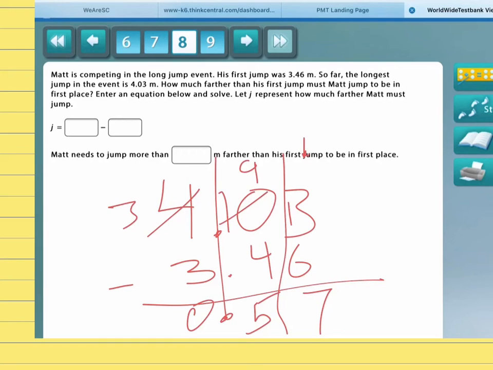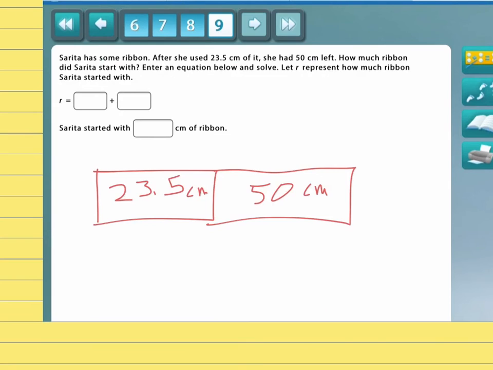So this gives us our difference. So Matt's going to need to jump 0.57 meters farther than his first jump in order to be in first place. And that actually is a tie for first place, but he's tied for first place. So the difference is 0.57 meters.